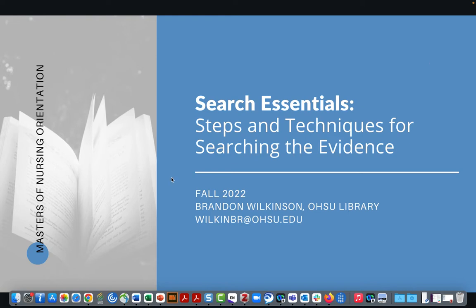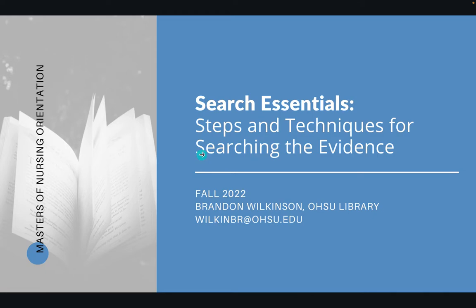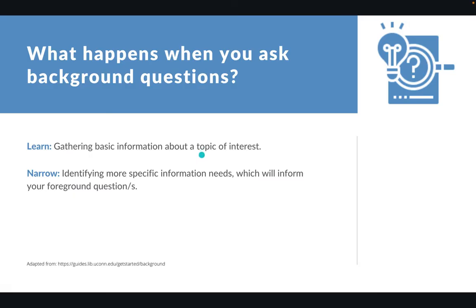So let's start. First, I think it's helpful to think about background and foreground questions and what functions they serve. If we think about this through the lens of learning, what you're really doing when you ask a background question is learning basic information about your topic, which will give you a more broad base of knowledge that you can then use to narrow your questions down into a more specific foreground question, and that's what PICO is for.